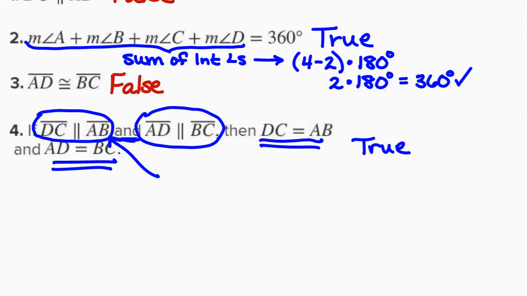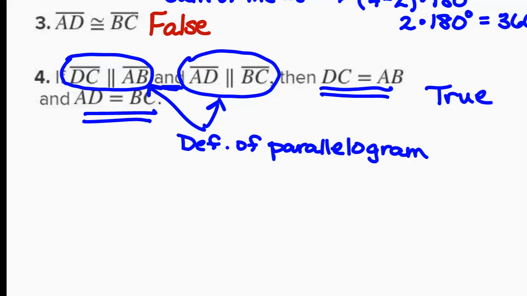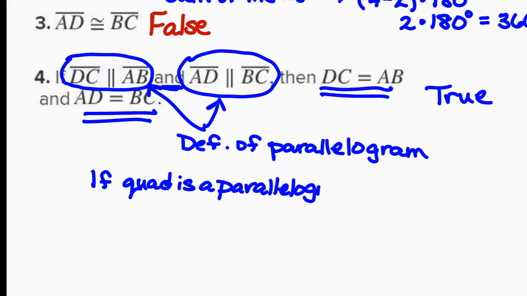These two pieces right here are the definition of a parallelogram. And if the quadrilateral is a parallelogram, then both pairs of opposite sides are congruent.